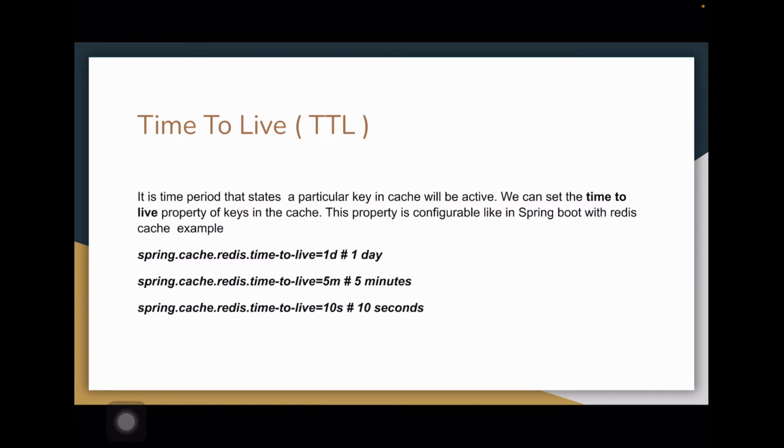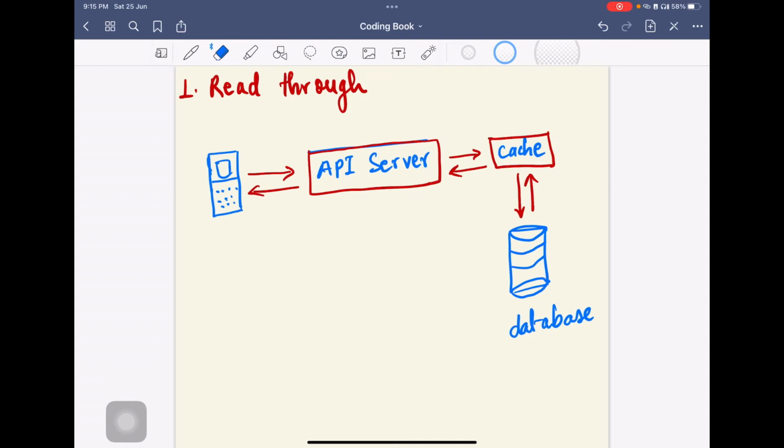This property is configurable. I have put some examples, like Spring Boot with Redis. You can configure this property as 1 day, 5 minutes, or 10 seconds, so according to your use cases, you can configure this one property. Now I will discuss all those update strategies in detail. In this video, I will explain the strategies, but I will not tell you the advantages and disadvantages. I will cover those details in the next video.